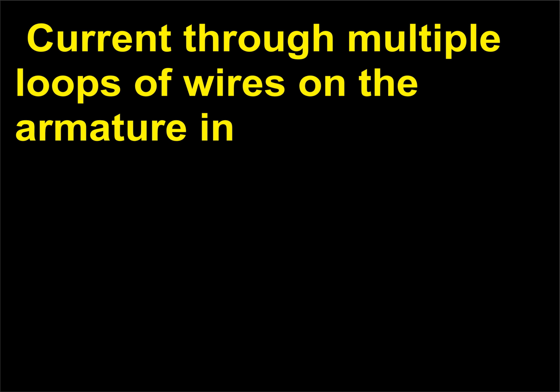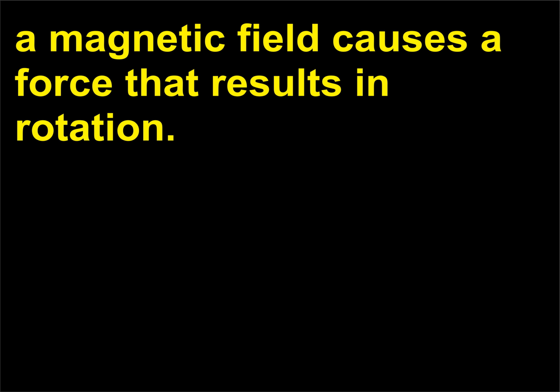What is a motor? Converts electrical to mechanical energy. Current through multiple loops of wires on the armature in a magnetic field causes a force that results in rotation.